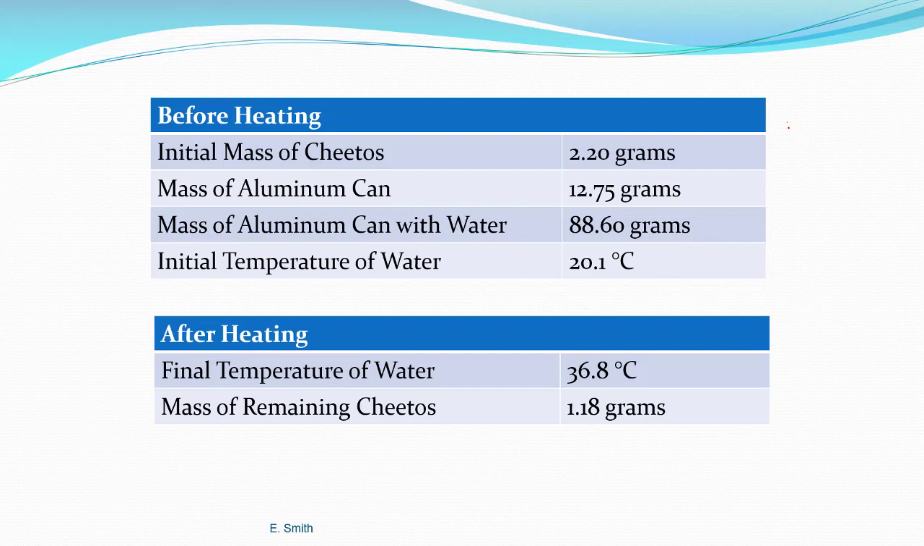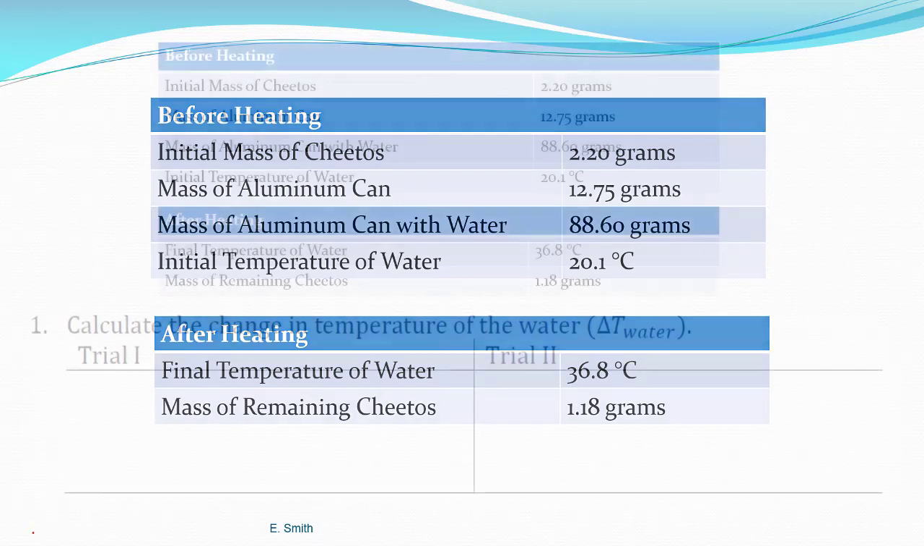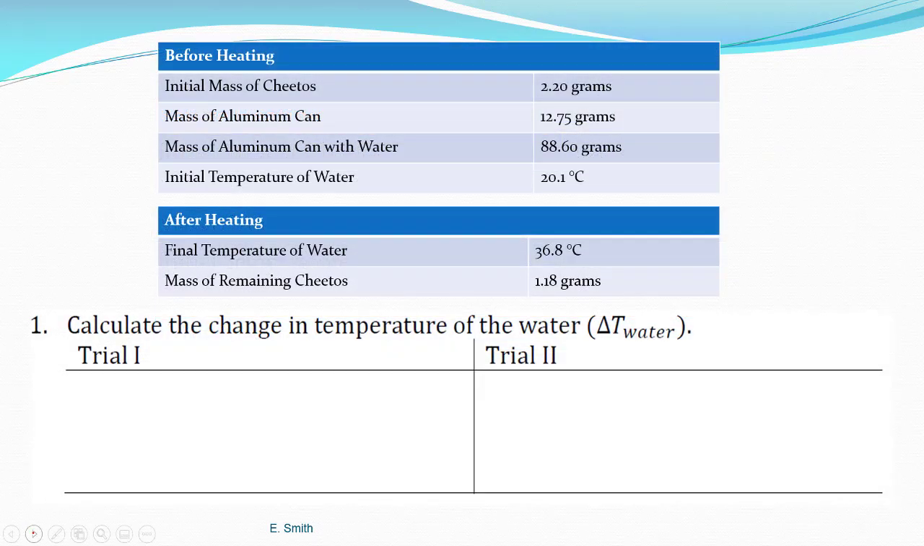That would be, for example, the initial mass of the Cheeto, the mass of the aluminum can, the mass of the aluminum can with water, the initial temperature of the water, our final temperature of the water after the Cheeto has burned, and our final mass of our Cheeto carcass, as I should say. Okay? So I want to show you how we do the calculation.